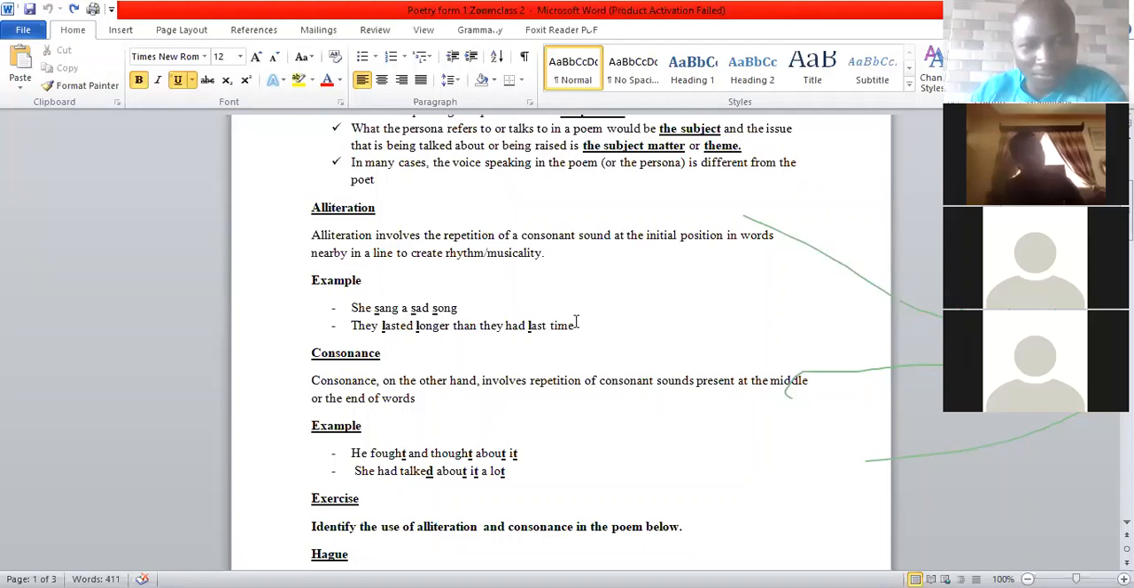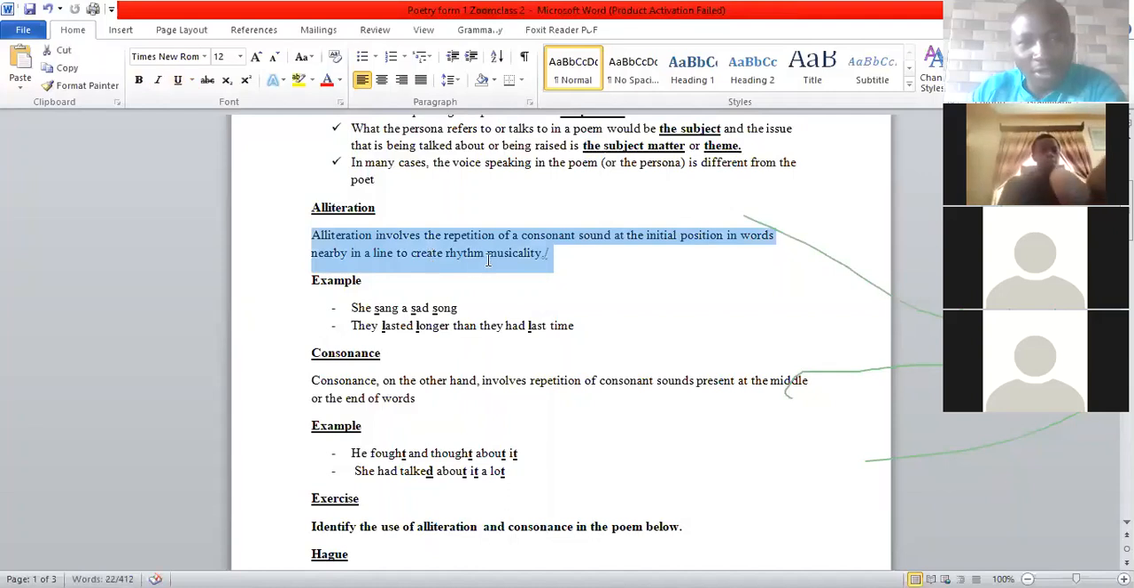Somebody with a question concerning alliteration? It is a repetition of a consonant sound at the initial position in words nearby in a line to create rhythm, or what we call musicality. This is actually the main reason, the main use of alliteration in literature, in poetry. Any question?